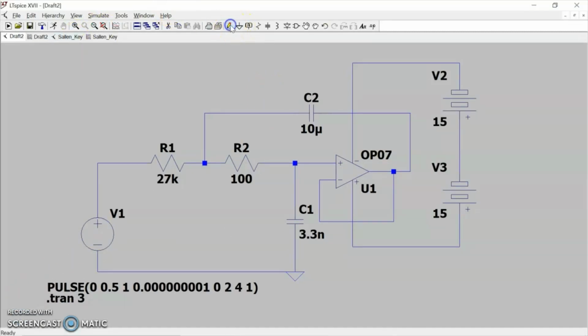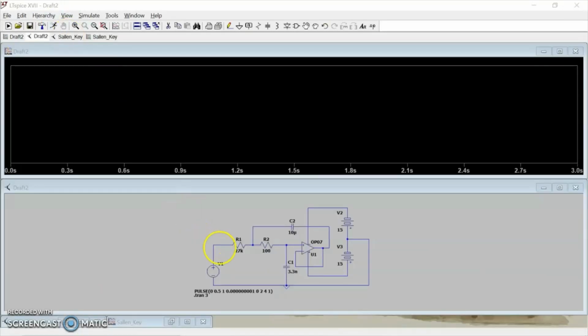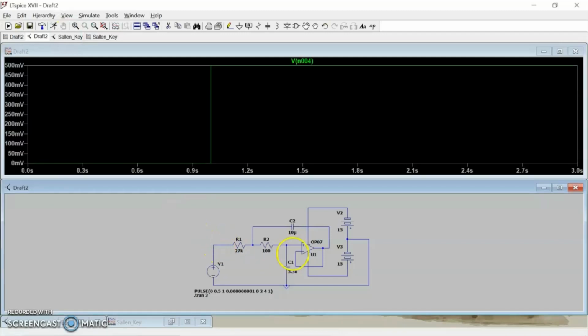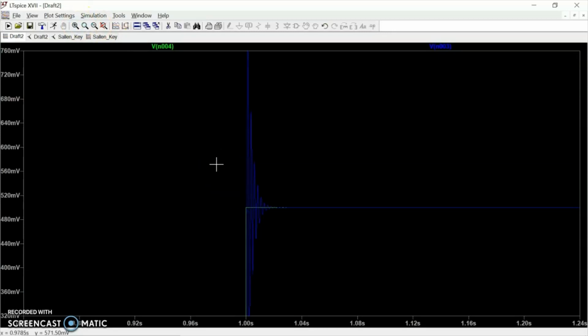So before I go any further, I need to ground these voltages. I should be able to see the circuit's step response on this. That's the input line there, and that's the output. If I zoom in on that output, you can see it oscillates around once.